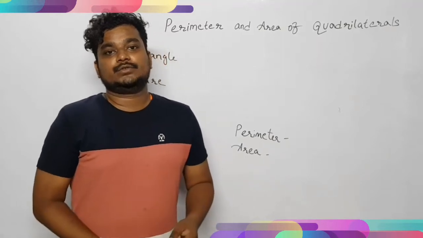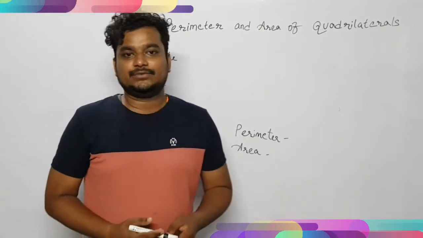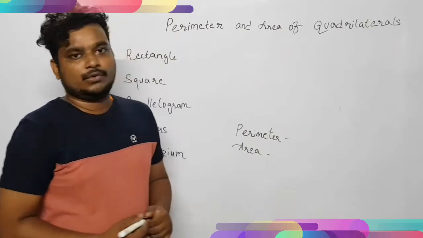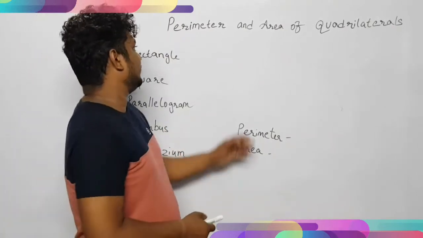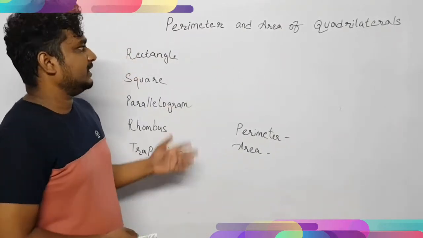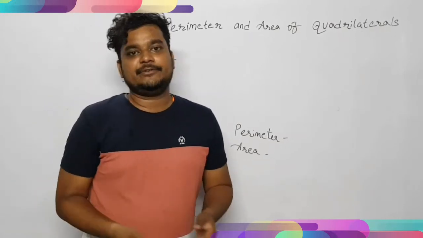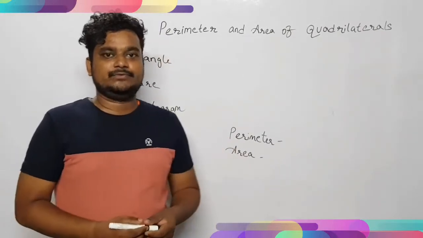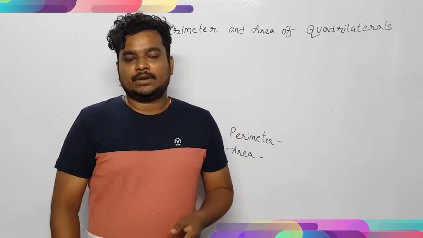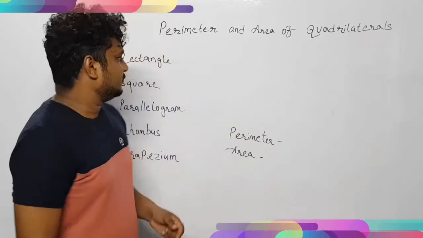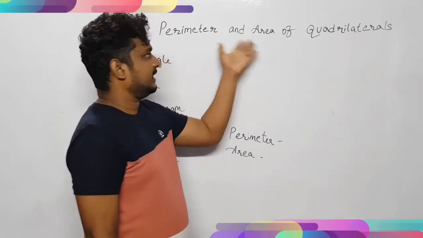Hello students, so we are continuing with our chapter mensuration class 9. We are coming to another topic of that particular chapter. Here we will deal with the perimeter and area of a quadrilateral. In the previous videos and the previous exercise we were studying the perimeter and area of the triangle. Now we will study the perimeter and area of a quadrilateral.